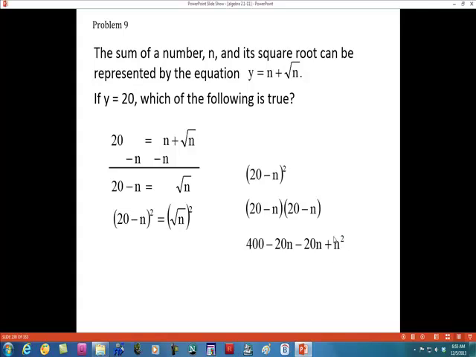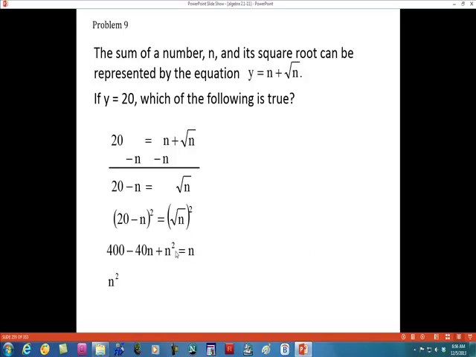Now, if I put these in order, I'll write n squared. We'll have the 400. We'll put them in order in a minute. We're going to have 400 minus 20n, and minus 20n is minus 40n. Okay, and we have our n squared. That equals n. All right, when you square the square root, you get n. Put it in order. You have n squared.